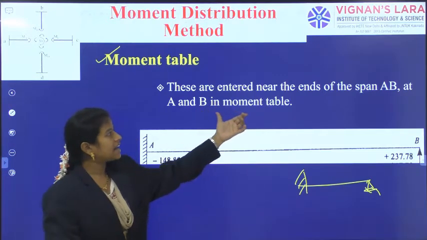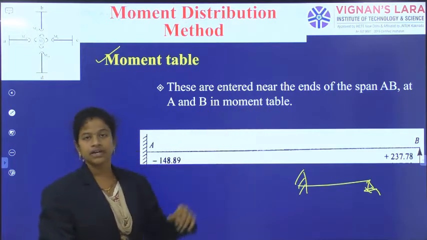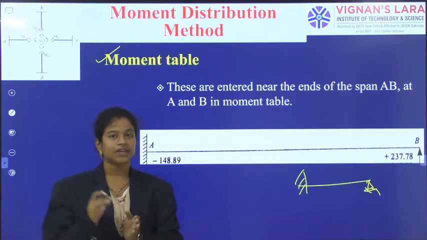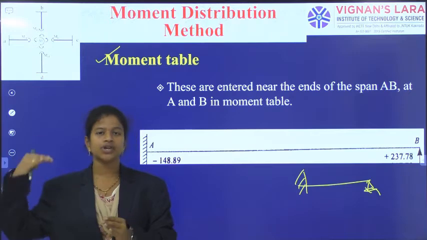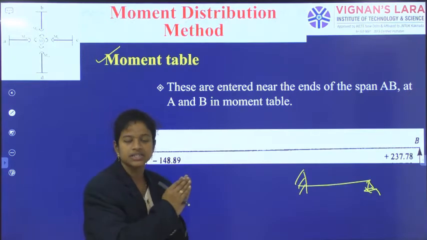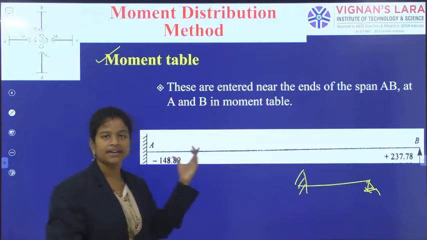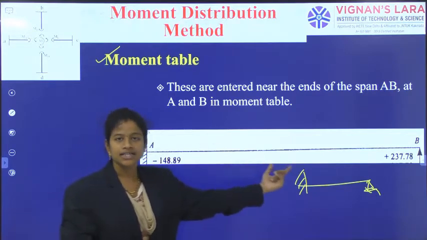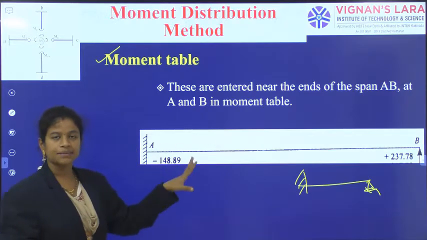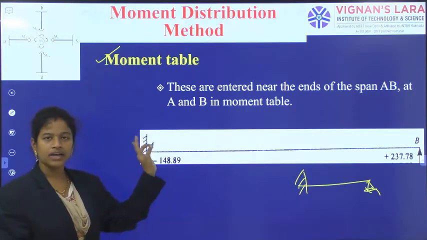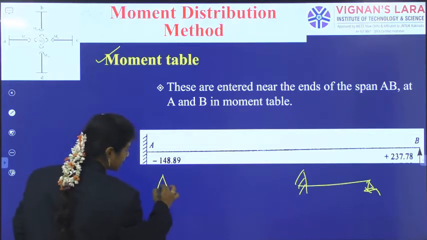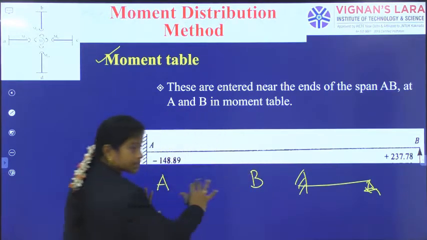So these are entered near the ends of the span. We have calculated our fixed end moments. If the distribution factor step were there, we would have to develop it that way. There is none, so I am directly using the fixed end moments and entering them near the supports as shown here. We are indicating the beam here, though there is no need to; you can simply indicate A and B with some distance.